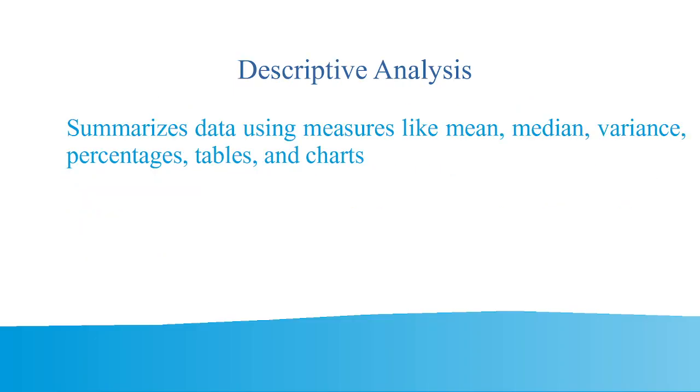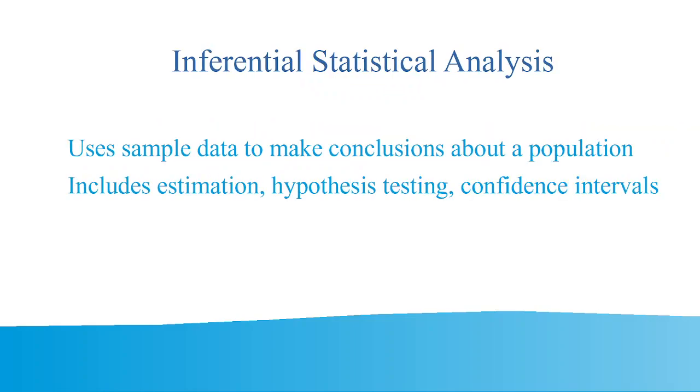Descriptive analysis summarizes data using measures like mean, median, variance, percentages, tables, and charts. Inferential statistical analysis uses sample data to make conclusions about a population. Includes estimation, hypothesis testing, confidence intervals.